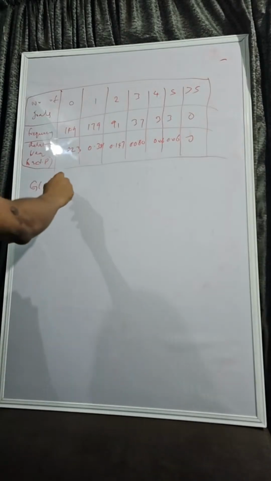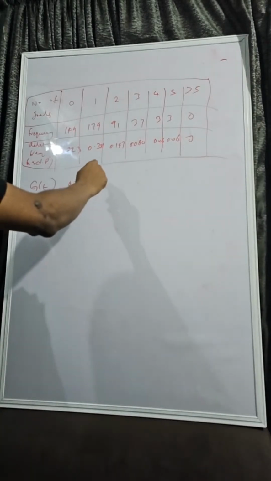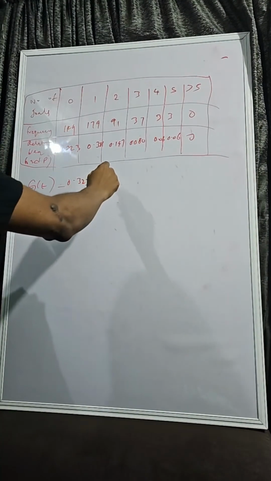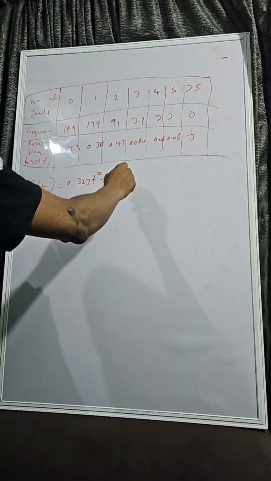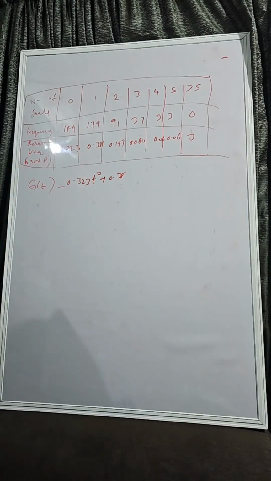So if we were to apply this G of t to this table that we generated, what do we get? We have 0.323 times t raised to power 0 plus 0.38. Is this 1 or 7? Let me confirm. Sorry, I think that's 1, not 7. Abi?